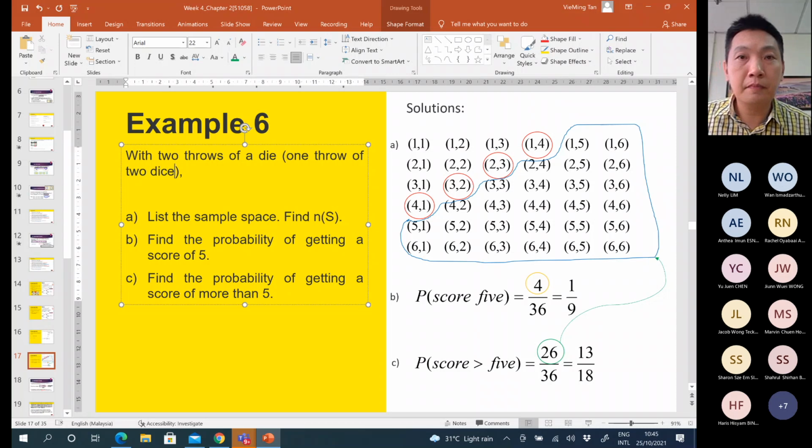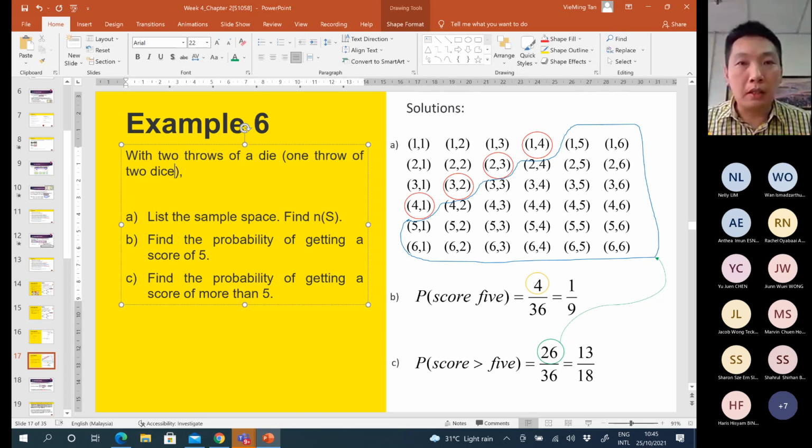So 2 dice means I want to throw these 2 dice at the same time. If I throw these 2 dice, these are 2 independent events. If I throw the red dice and the white dice, the results for red and white are independent. The red dice result will not influence the white dice result. Similarly, the white dice result will not influence the red dice. So these 2 events are considered independent events.